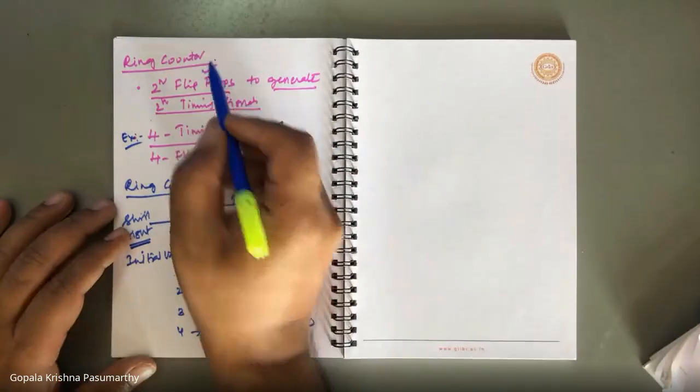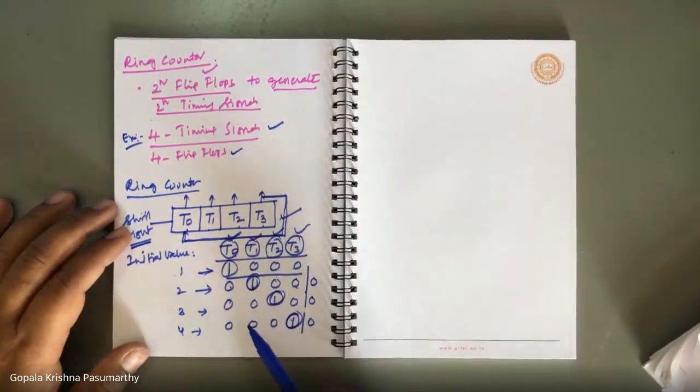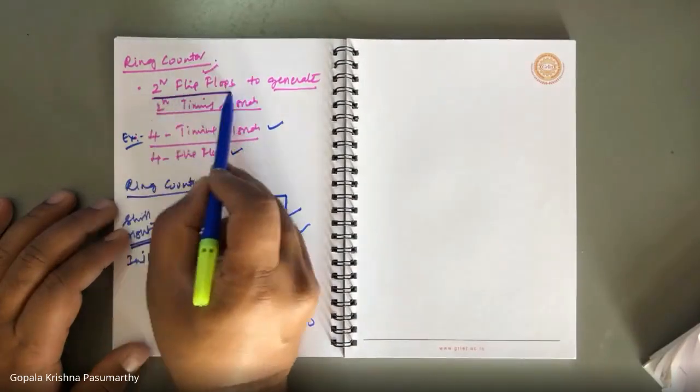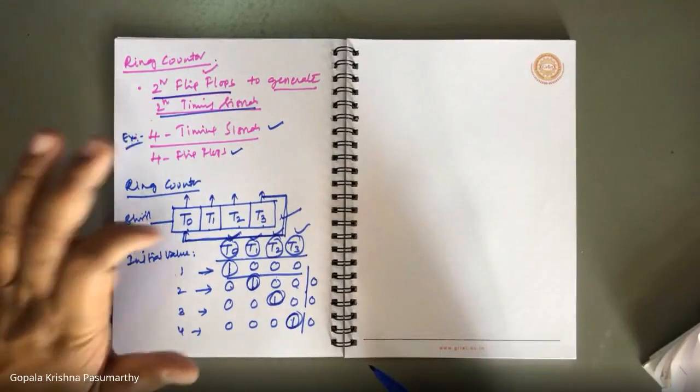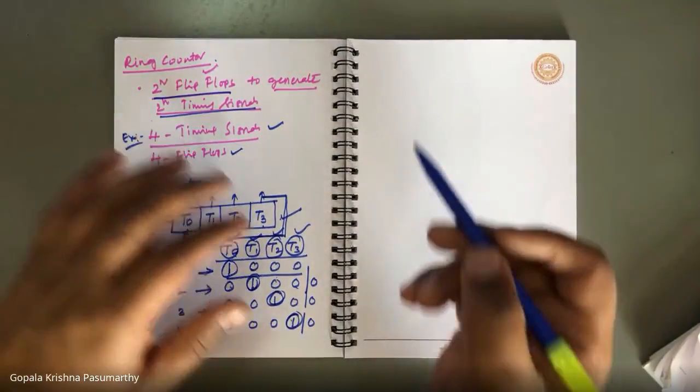So a ring counter, to generate 4 timing signals, we require 2 to the power of n flip-flops to generate 2 to the power of n timing signals. This is how a ring counter can be generated.